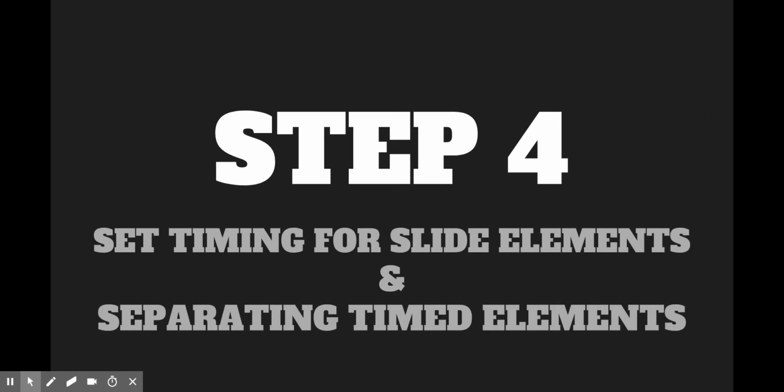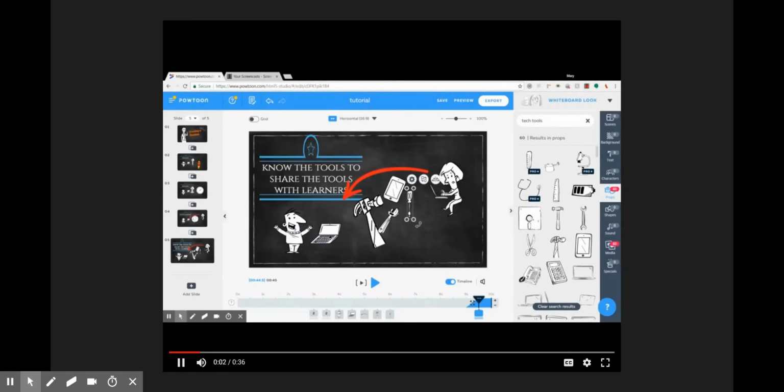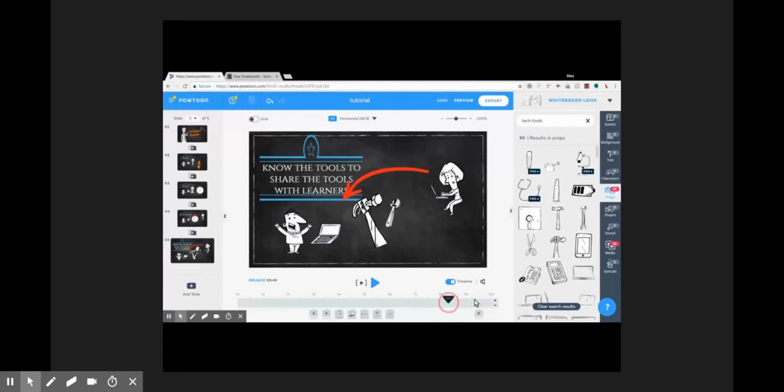Set timing for slide elements and separating timed elements. So I have created all of my slides over here on the left-hand side using the same tools that I taught you. One thing I'd like to highlight though is that this is your timing, and my Powtoon has a couple of elements that come in at the same time. I'd like to show you how to separate them. So I have my screwdriver highlighted, and I'd like to change the timing of just my screwdriver. There we go.